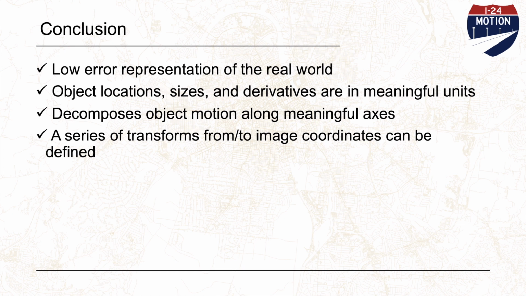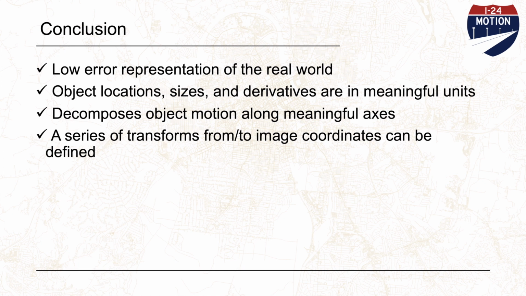Okay, so to conclude, we defined a coordinate system that's a low error representation of the real world with object locations and sizes in meaningful units. We decompose the object motion along a meaningful axis where the primary direction of motion is the primary axis direction and the secondary axis gives the lane information. And we have an almost lossless series of transforms to and from image coordinates and into the roadway coordinate system. We made a bunch of decisions that we thought were the right compromise between usability and accuracy. And we think that we did a pretty good job.